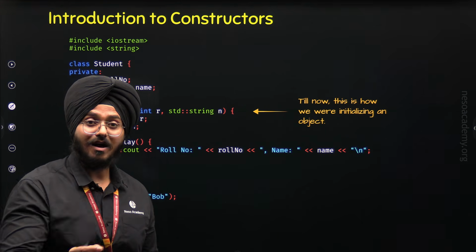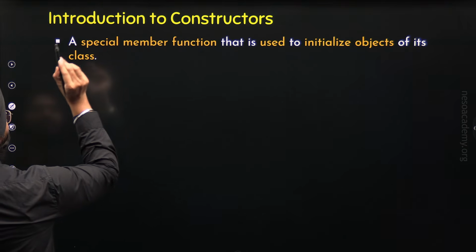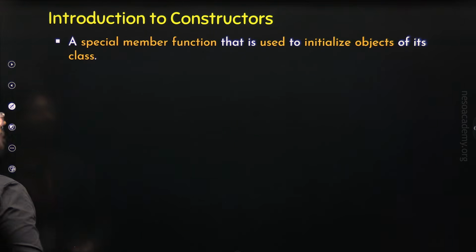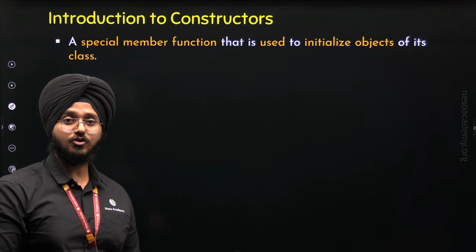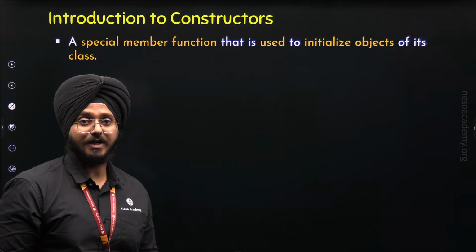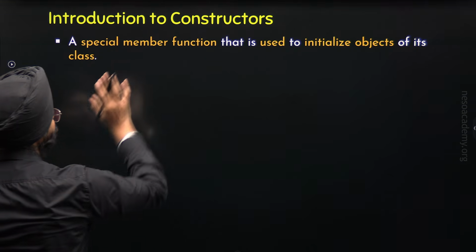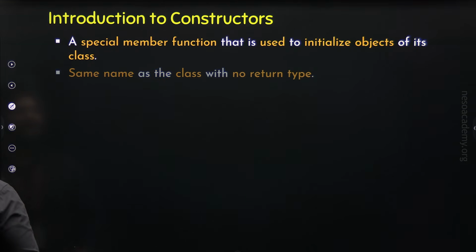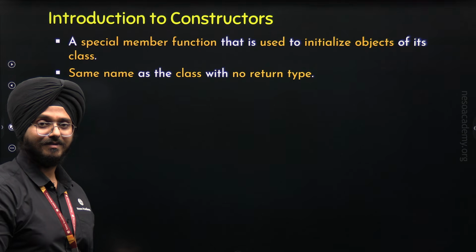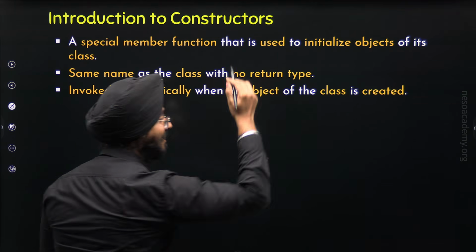Now let's understand what are constructors. Here is the definition of the constructor. A constructor is a special member function that is used to initialize objects of its class. It is a member function, but it is a special type of member function that is used to initialize objects of its class. Now, why are we calling this a special member function? The reason is simple. It has the same name as the class and it does not have a return type. Also, it is invoked automatically when an object of the class is created.